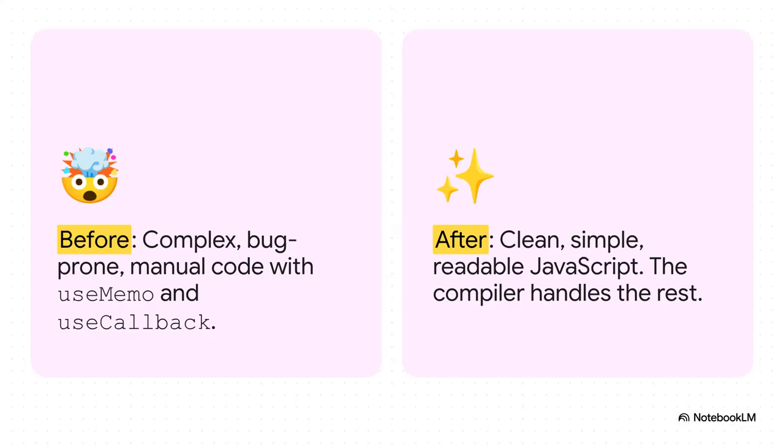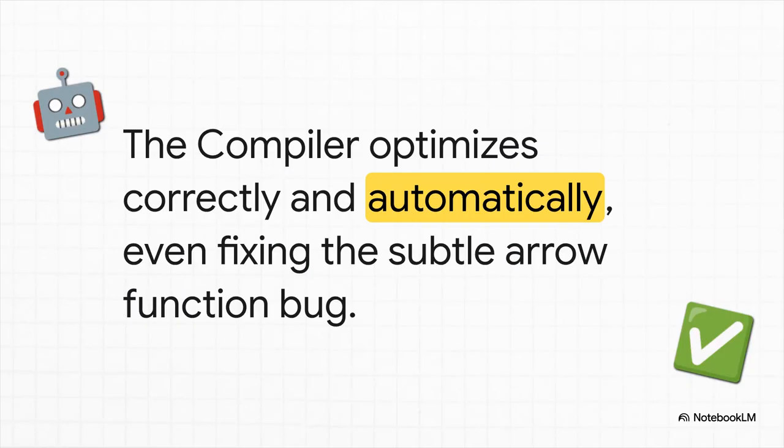And this just says it all. On the left, you've got our tangled, buggy, manually memoized component, and on the right, clean, simple, easy-to-read JavaScript. That's what your code looks like with the compiler. You just write the logic like you normally would, and the compiler does all the heavy lifting in the background. And here's the best part. The compiler is smart enough to optimize this correctly. It automatically sees and fixes that sneaky little arrow function bug we just talked about. It makes sure your components only re-render when they absolutely have to. So it's not just easier, it's actually more reliable than doing it by hand.